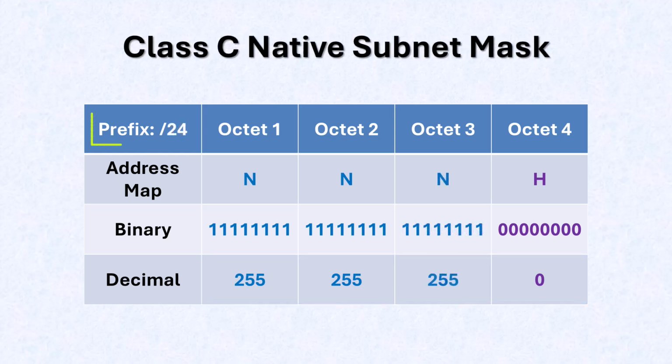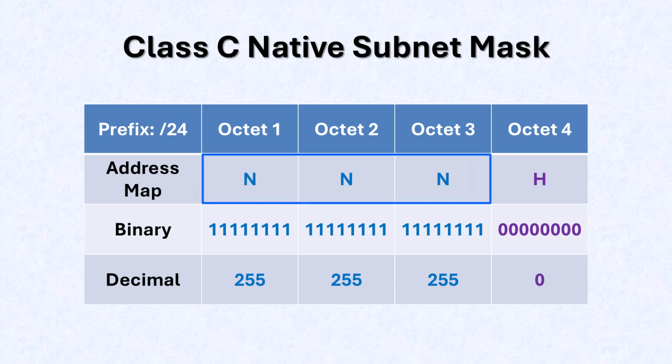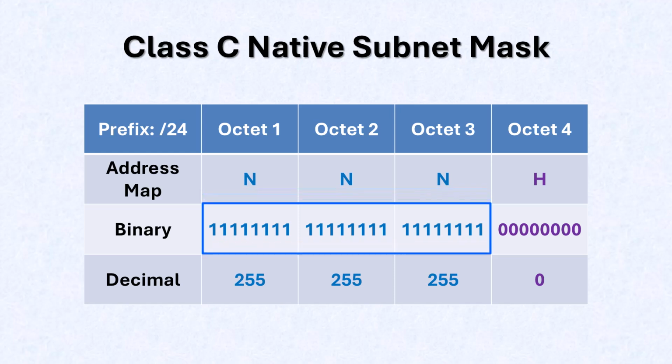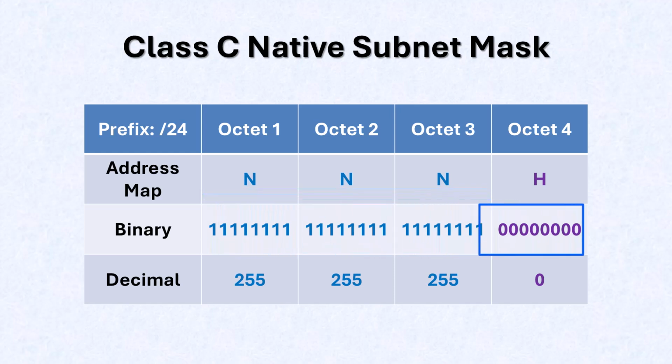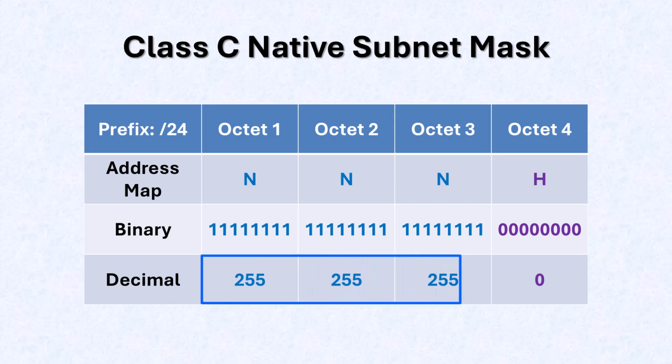And finally, the native prefix length for a Class C address is /24. In this case, the first 24 bits make up the network portion. To get the native subnet mask, set the network bits to 1 and set the host bits to 0. This gives us a subnet mask of 255.255.255.0.